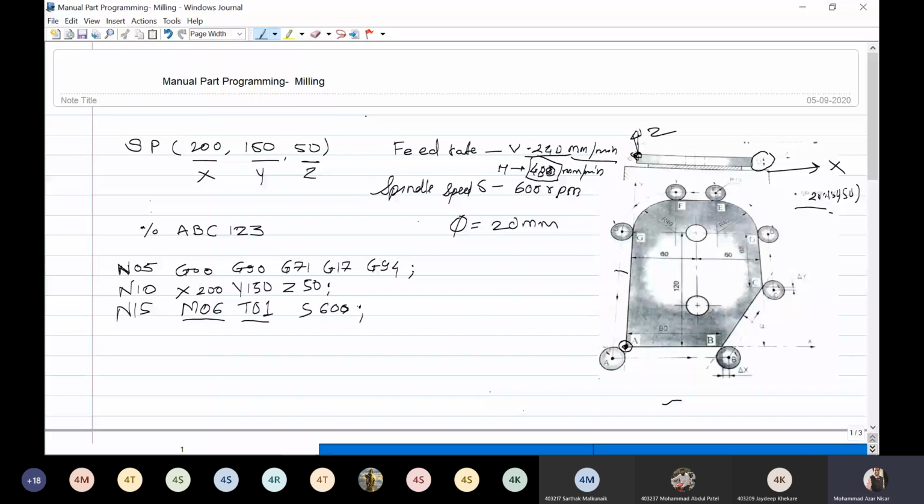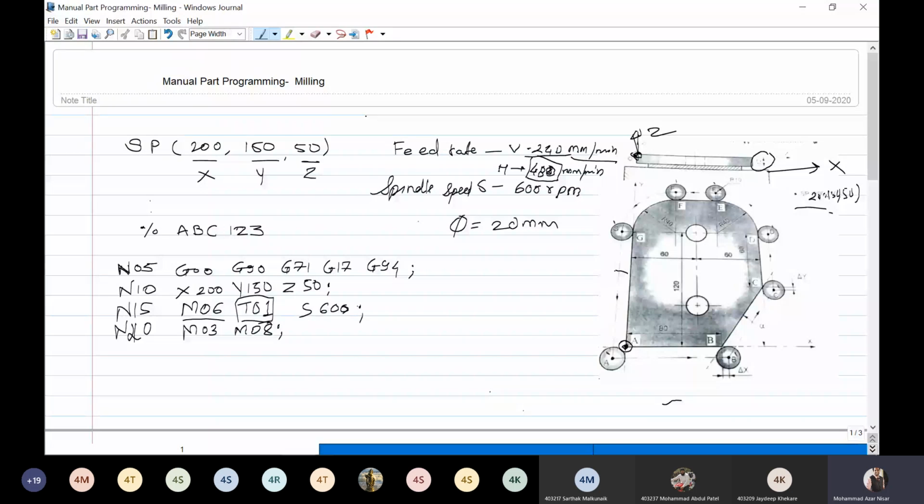So for starting the spindle, after this selection you have to use, suppose, N20, and G00 is continued. So I will start M03, and you can also start M05. Sorry, M08, for coolant on.